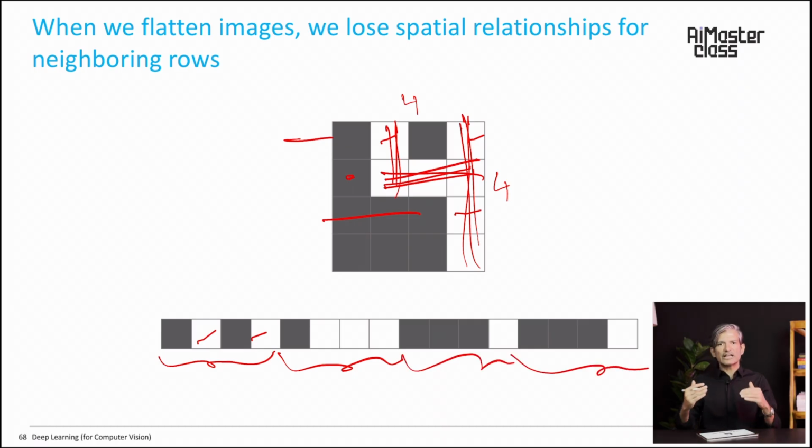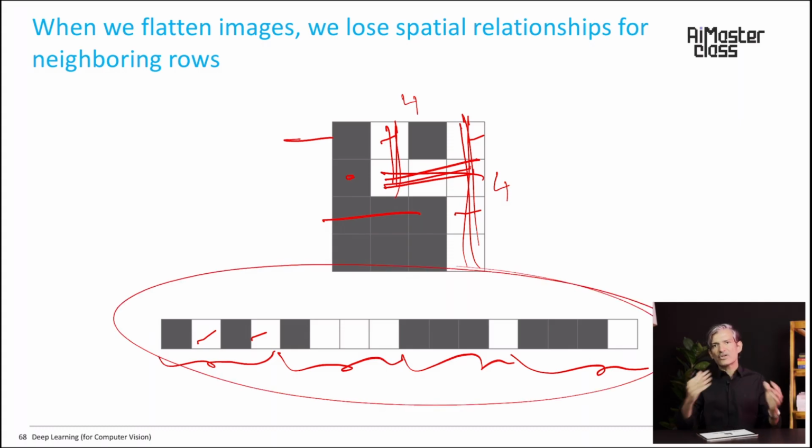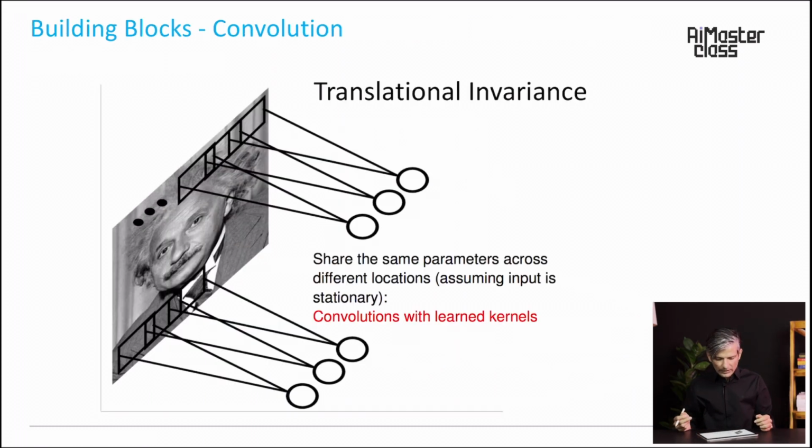Now it has lost that spatial relationship. We have lost the spatial relationship between the neighboring rows. So this has that disadvantage: when we blindly flatten an image into a vector, it loses the spatial relationship between the different rows. So instead, what we want to do in convolution is this concept of translational invariance. What I mean is that the same parameters are shared across different locations of the image.